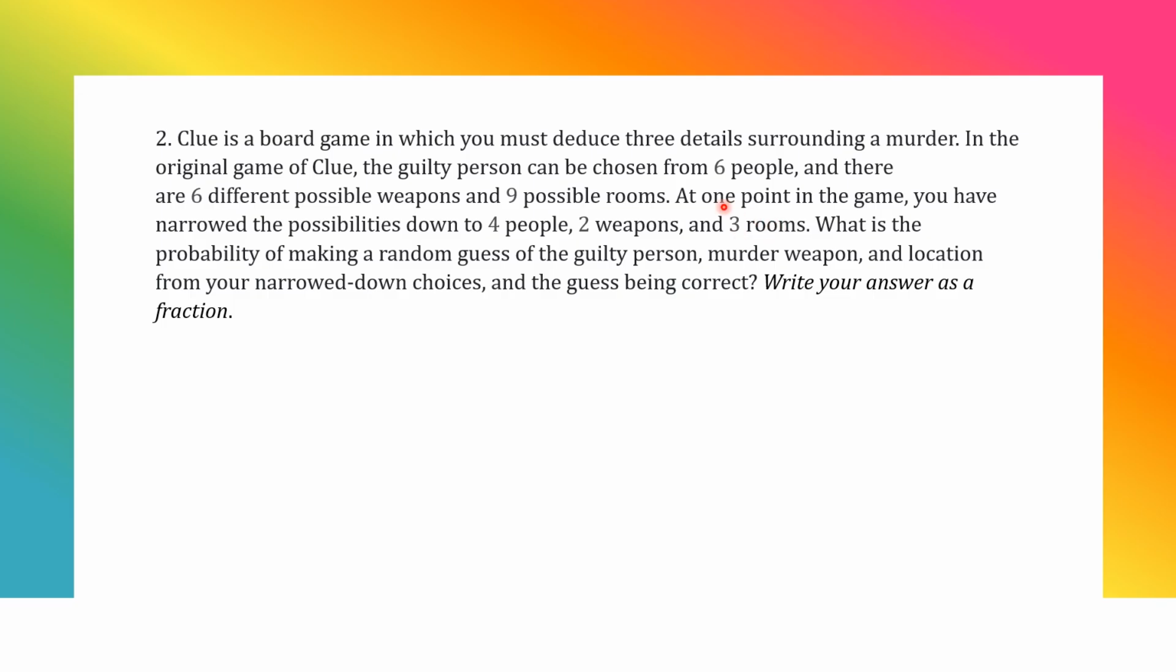So let's suppose that you're in the middle of the game, and at one point during the game, you have on your little clue sheet, you've narrowed down the possibilities to 4 different people. So you started with 6 possible people.